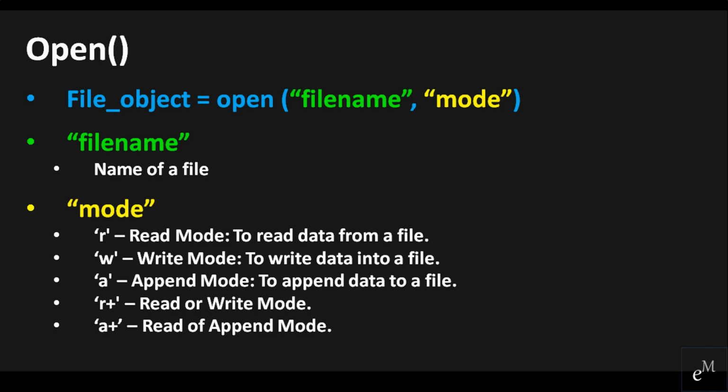There are five common types of mode, including the read mode, write mode, append mode, and combinations of the modes. The read mode is to read data from a file. The write mode is to write data into a file. In this mode, data in the existing file will be overwritten. The append mode is to append data into a file. In this mode, data will be appended to the end of the file.